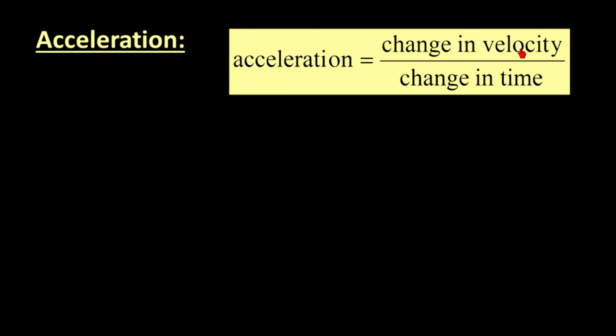Now, this is where you have to remember velocity is both speed and direction. So changing velocity could be changing speed, or changing velocity could be changing the direction. And we'll come back to that in a little bit. So acceleration is when you change your velocity over a period of time. Let me give you an example of how this is different than just speed.